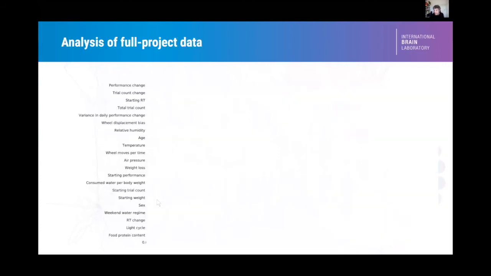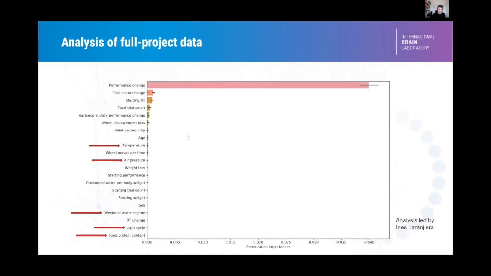And just to give you one example of the sort of thing you can do with this sort of data, something we were curious about is, forgetting about the physiology even, what is it that makes some mice take months to learn, others learn within a week or two? What is it that's different? So we have all of this metadata, including things you wouldn't think about, like temperature, air pressure, water regime, food protein content, etc.